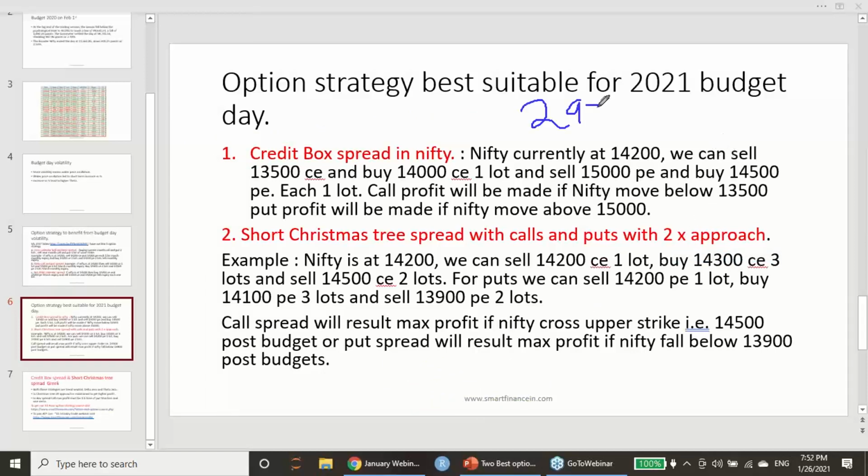On 29th of January, between 3 p.m. and 3:30 p.m., you initiate the strategy, because on the first of February you are going to get the result.